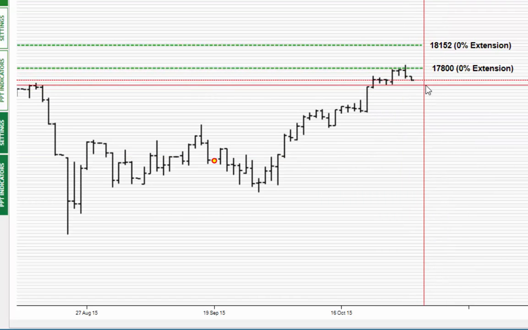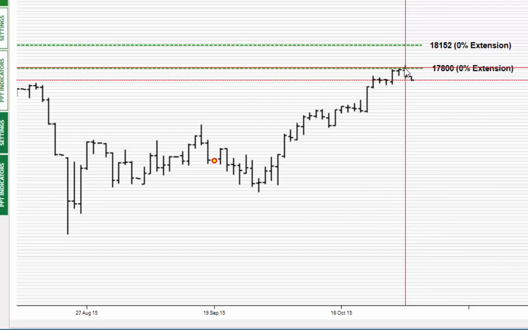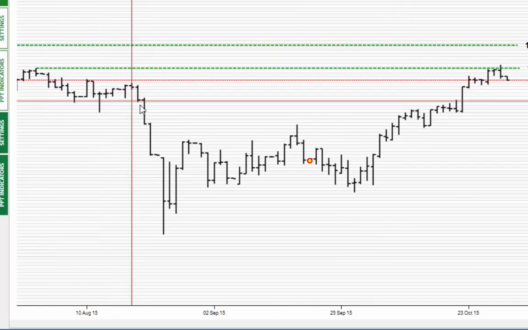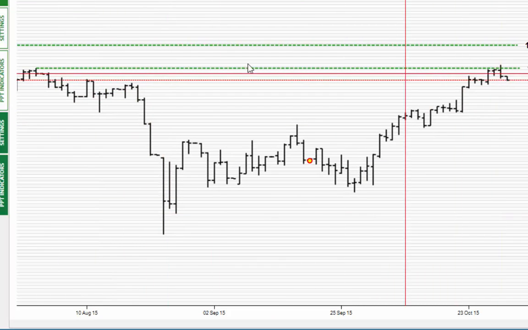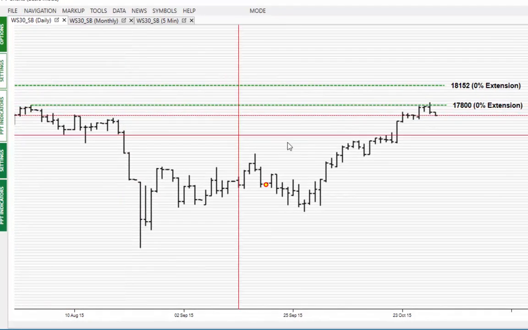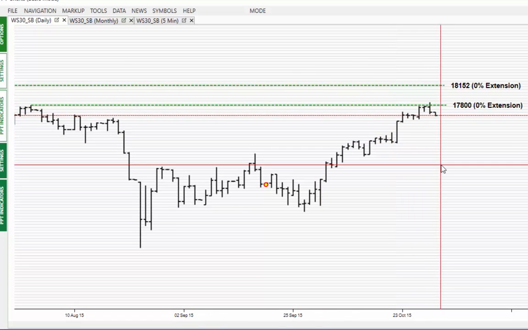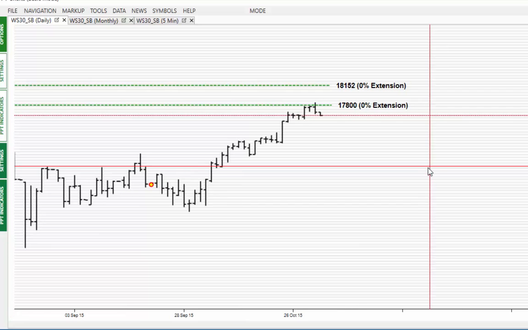That 17,800 seems to be a bit of a resistance for this market, and if we just move across here, you can see this is where the market moved sharply lower once the market went back to 17,800 before. The market has a memory of this, and that's why you're seeing that bit of weakness there.